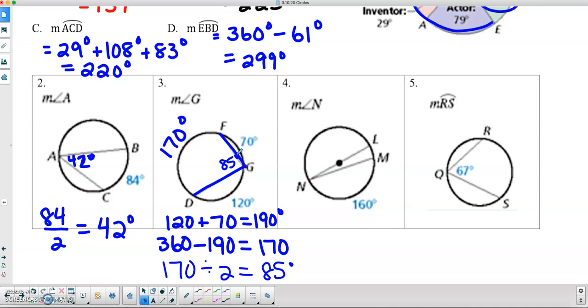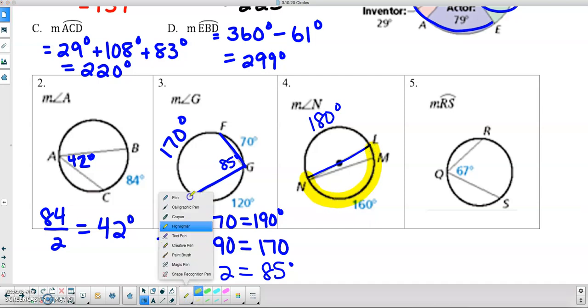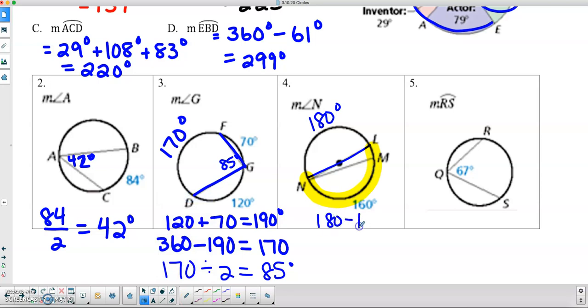Moving on to angle N, same concept here. If I know that NL goes from one end to the other and through the center, that is a diameter, so I know this is 180 degrees here. So therefore, this other half is going to also have to be a semicircle. So what I can do is take my 180, subtract 160 to give me 20 degrees for this arc right here. And then I know that my angle on the inside is half of that. So 20 divided by 2 is 10 degrees.